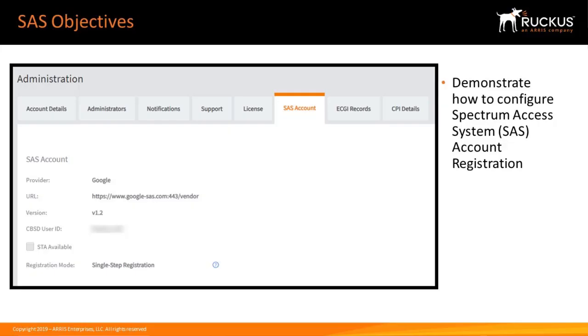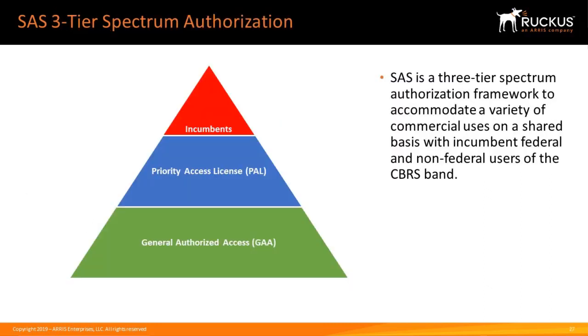In this video, I'll demonstrate how to configure Spectrum Access System Registration, or SAS registration, on the Ruckus LTE AP Management Portal. SAS is a three-tiered spectrum authorization framework to accommodate a variety of commercial uses on a shared basis with incumbent federal and non-federal users of the CBRS band.